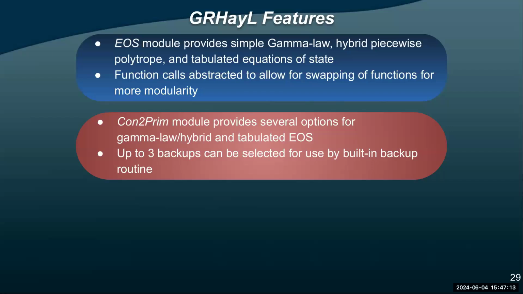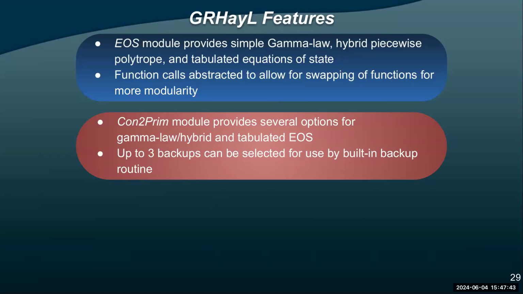And then the conservative-to-primitive module, which we just mentioned, provides several options for the gamma law, hybrid and tabulated equations of state. We also provide an automated backup routine, which lets you set up to 3 backups. If your primary routine fails to find good primitive values, then it will try backups until it succeeds, or it returns that they all failed, which hopefully is not the case.